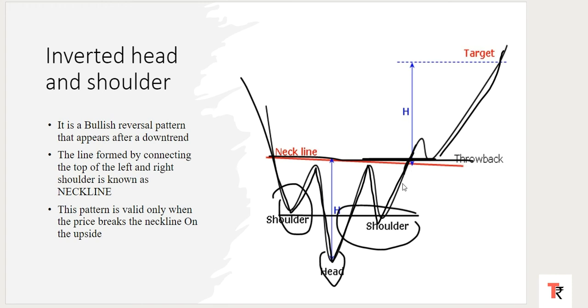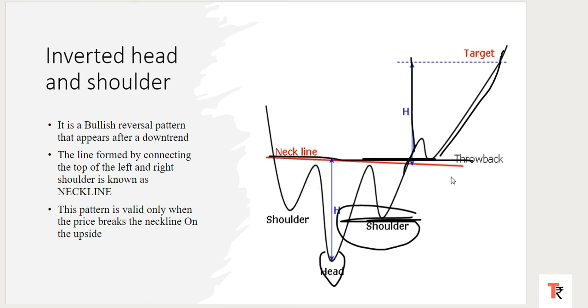And what stop loss will you keep? You will keep the stop loss at the low of the right shoulder bottom, and the target again would be the difference between the neckline and the head. So that would be the target here. So let's see one of the examples for this inverted head and shoulders.